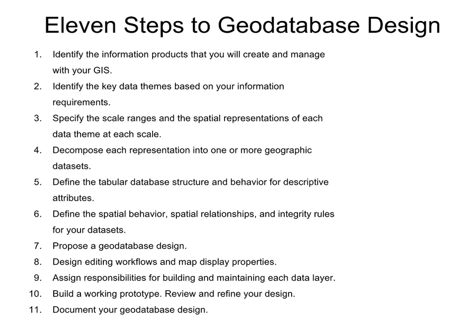From there, step 3, you have to think about the scale ranges and spatial representations of each data theme at each scale. So, are you going to model cities as points, or are you going to model cities as polygons? So, as scale changes, the representation of our data often changes as well. So, make sure you understand how you're going to model each feature class and if this representation will change based on scale.